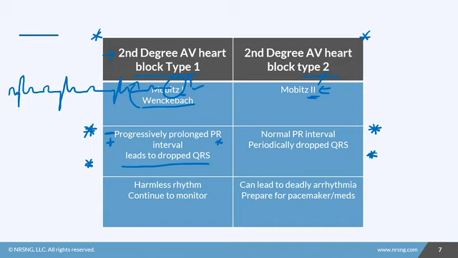In second degree AV heart block type 2, the PR interval is normal. So if you just look at it, it looks like a good looking sinus rhythm, but then all of a sudden we start noticing that we keep dropping QRS. And that is a second degree AV heart block type 2, where it looks okay, and then periodically we're dropping QRS.